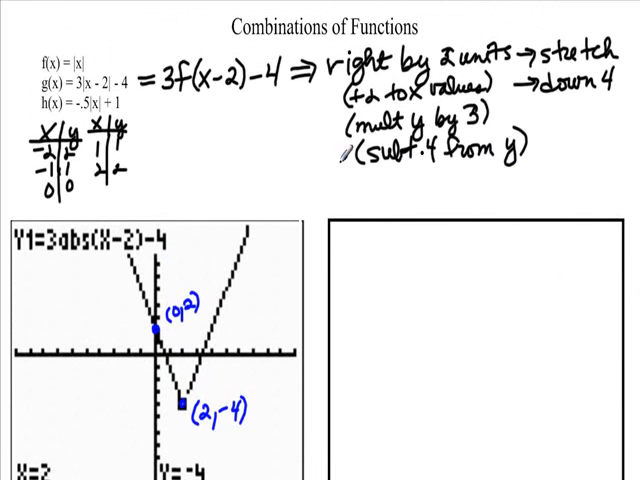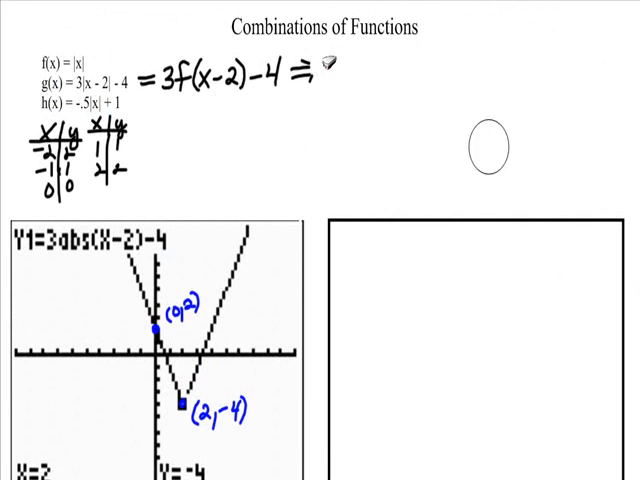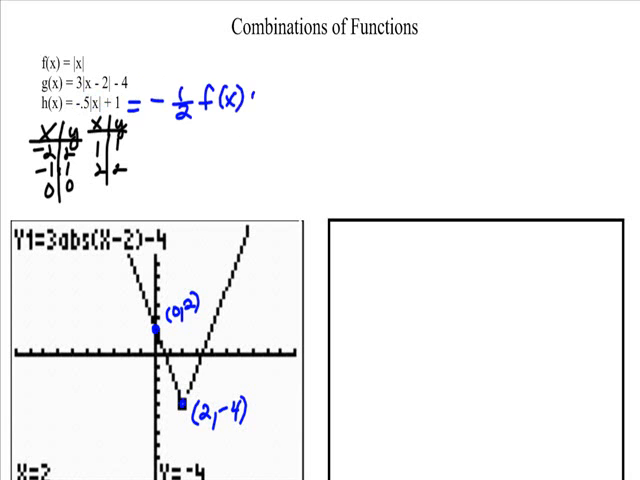Now let's look at this next graph, and let me erase these things here. So negative 0.5 times the absolute value of x, plus 1. Again, in notation for the function, that could be written as negative 1/2 times f of x, plus 1. Okay, so there's no inside change going on. We do have two outside, well actually three outside changes, these factors here.